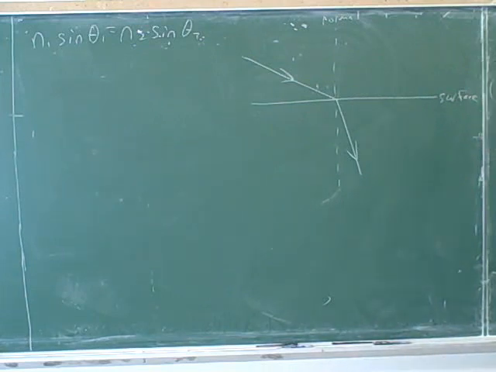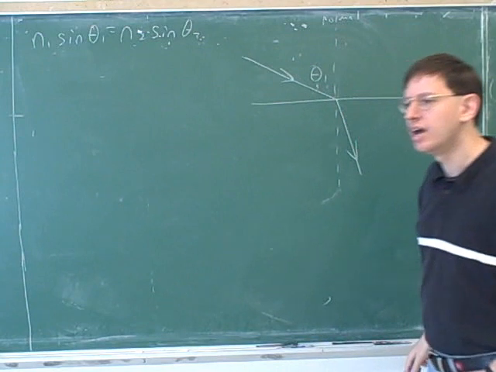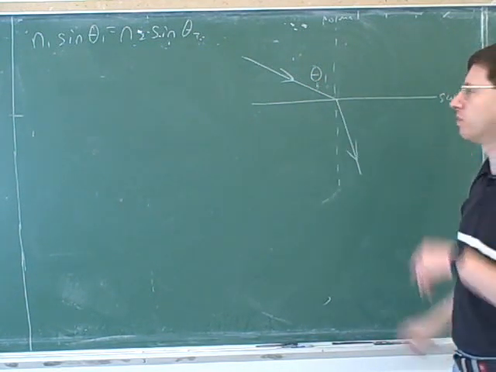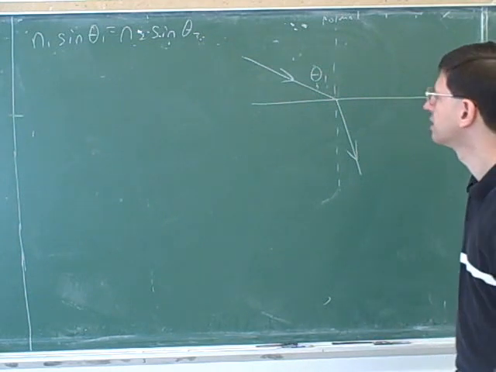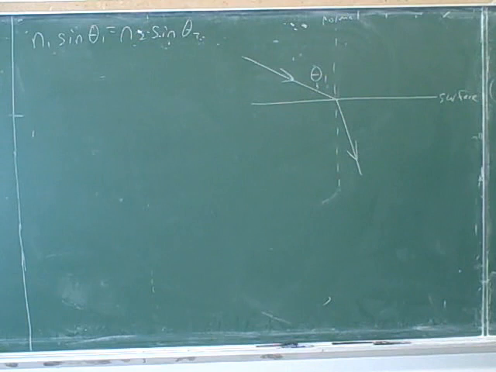I think it's clear who's incoming and outgoing there because of the arrow, so I won't draw that. And call this theta 1. Another name for theta 1 is angle of incidence. Again, theta 1 is our angle of incidence.